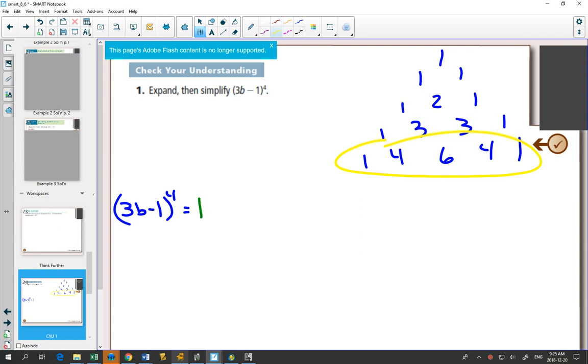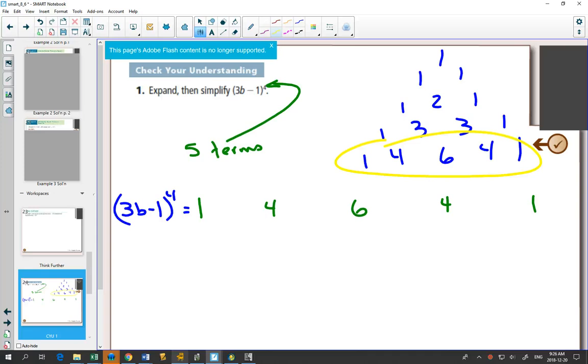We have 1 and then 4. I'll space them out here. 6, 4, 1. Those will be our coefficients. Because the exponent is 4, this is telling us that there are going to be 5 terms when you expand it. And so we're using the row that has 5 numbers, so we have a coefficient for each term.